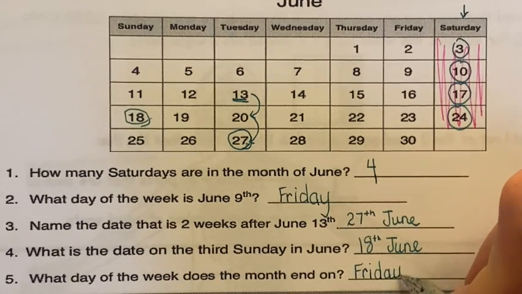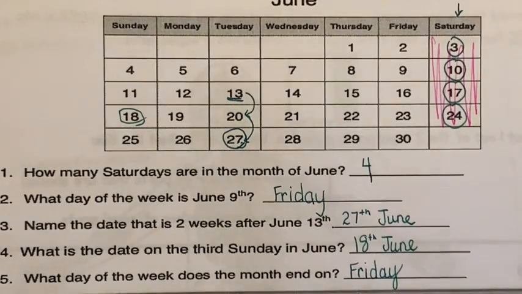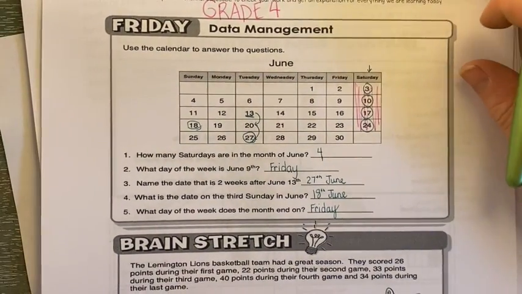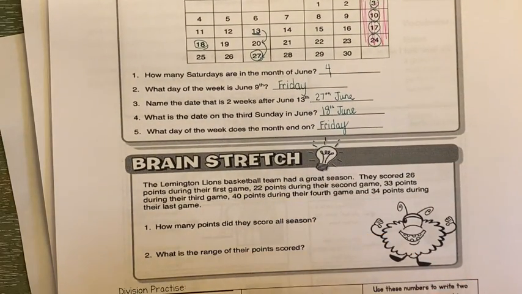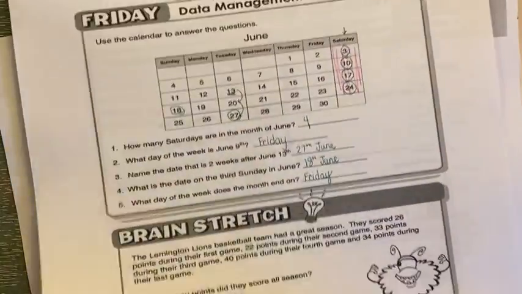Now, this year, June 30th is the last day of school. I'm sure you're very excited. This year, it's actually on a Tuesday. So June 30th this year is a Tuesday. All right, let's go through and do our brain stretch, and then we'll do some division and some fractions, and you're done for the day.